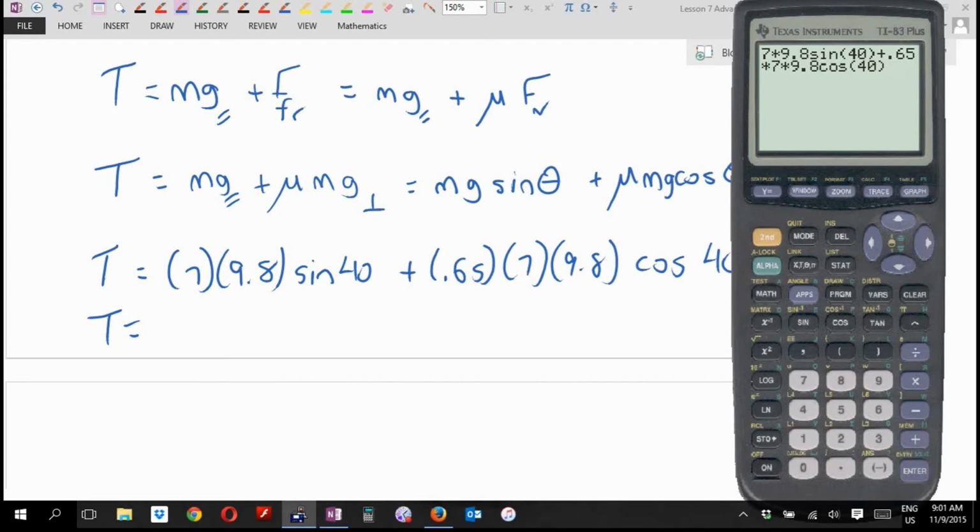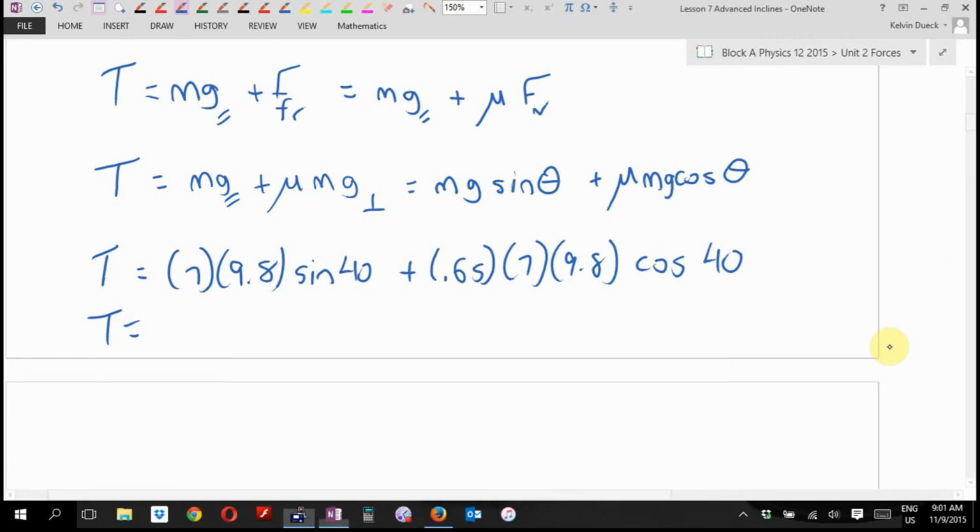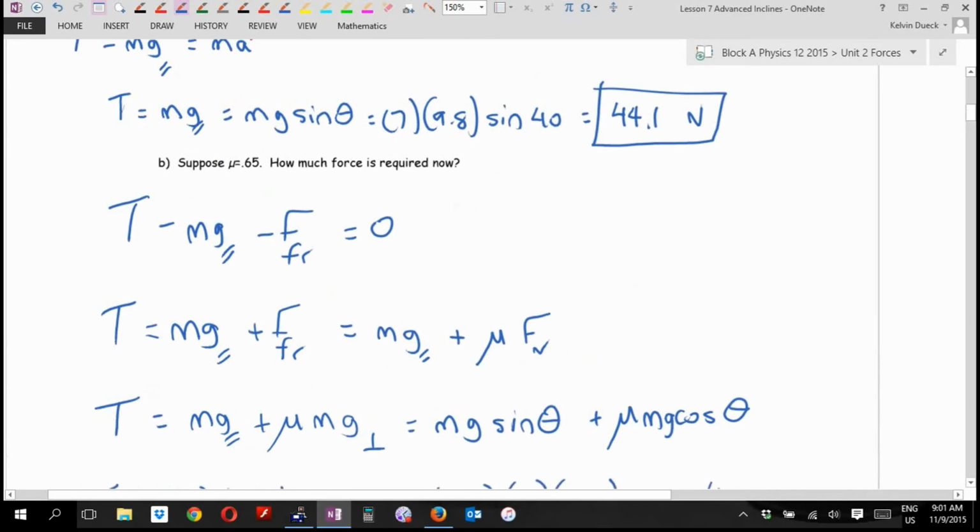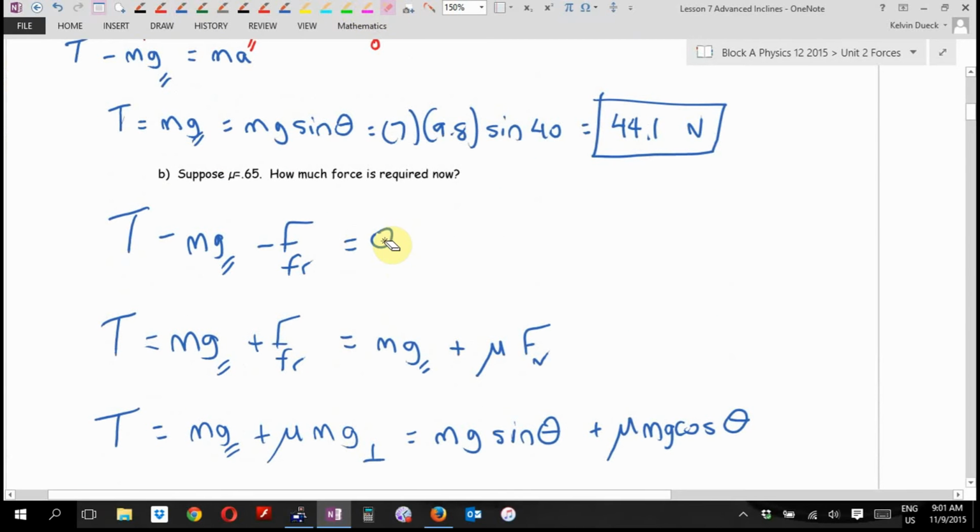And I get 78.3. Anyone else? Yeah? Good for you. 78.3 newtons. Oh, hey, what if instead of at a constant speed, what if I had told you what I wanted it to be accelerating at? Well, then this wouldn't have been 0. This would have been MA. I still would have plussed these over. I just have an MA at the front here.